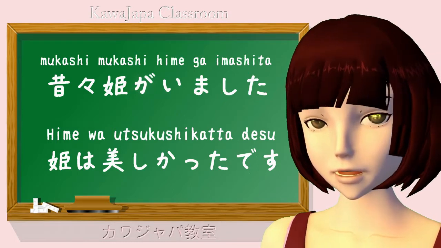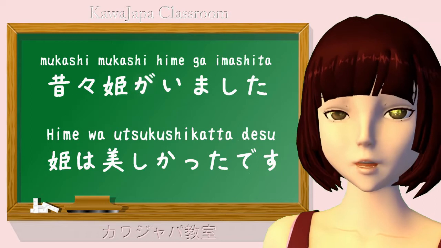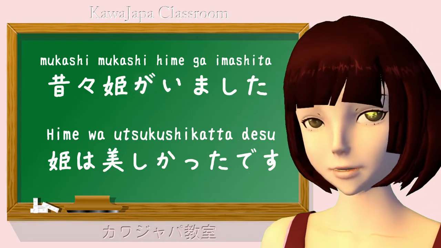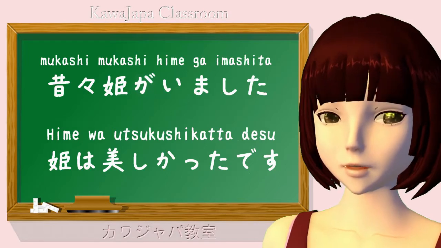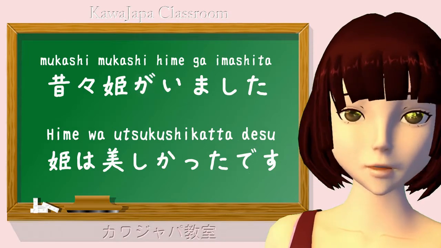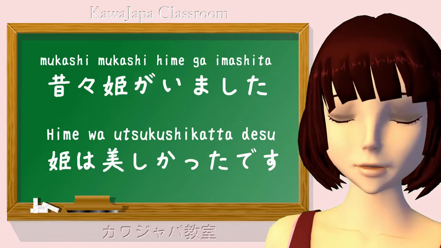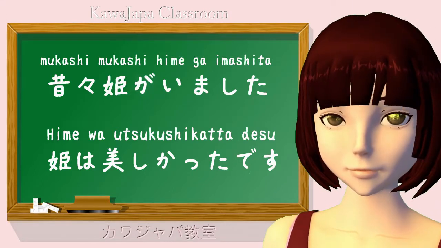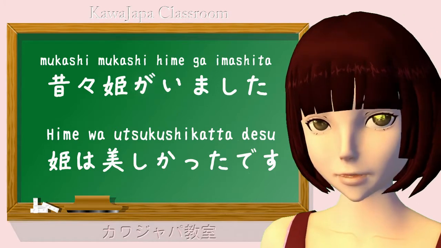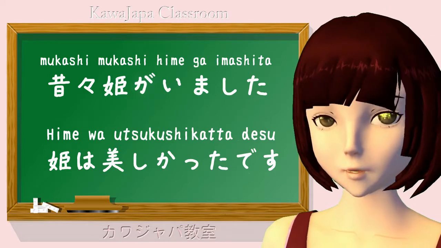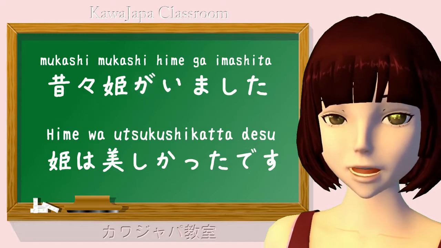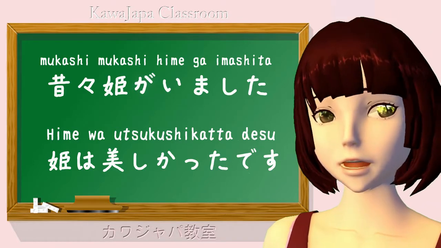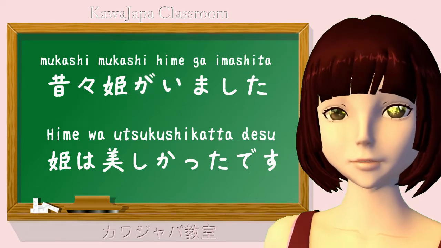The ga presents new information and throws the emphasis onto the thing itself, the thing we are just introducing. The wa reminds us of an old topic and therefore throws the emphasis onto the new thing that we have to say about that topic. So these 2 functions of wa and ga are closely linked to each other and closely linked to the fundamental structure of how wa and ga work in the first place.